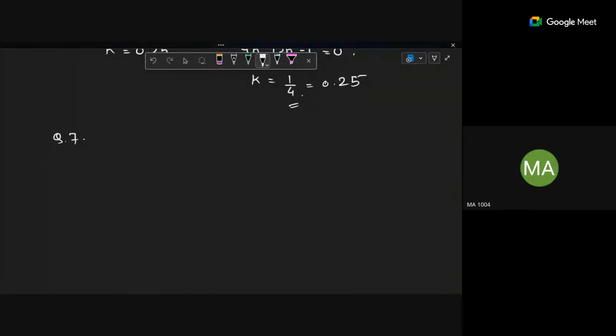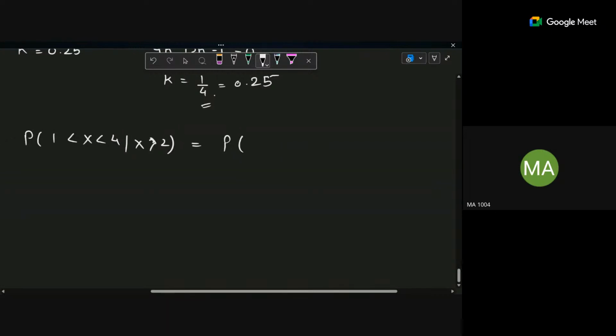So the probability that x is lying between 1 to 4 given that x is greater than 2 is nothing but the probability of x equal to 3, since the intersection is x less than 4 and x greater than 2.